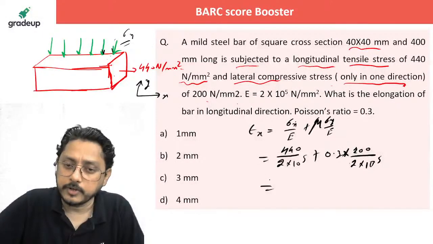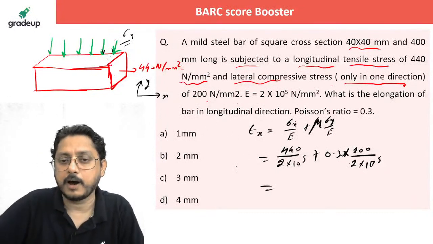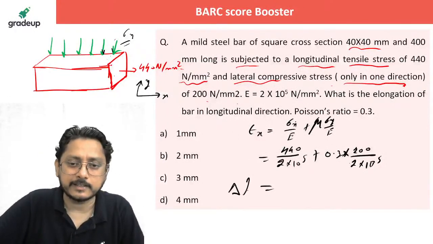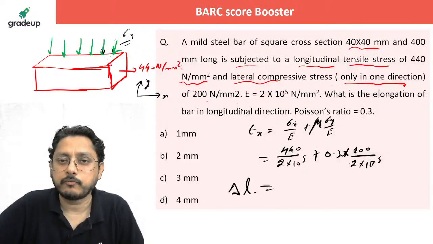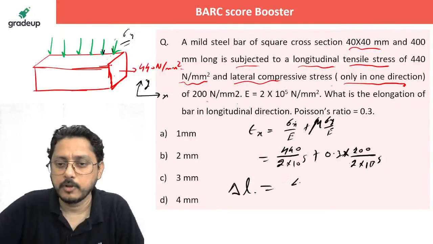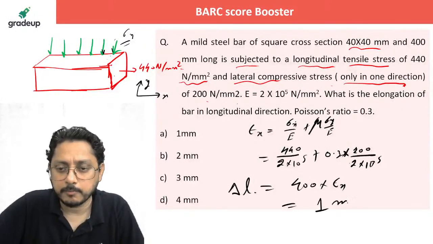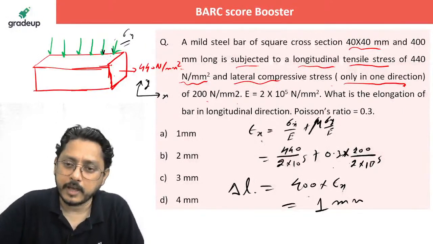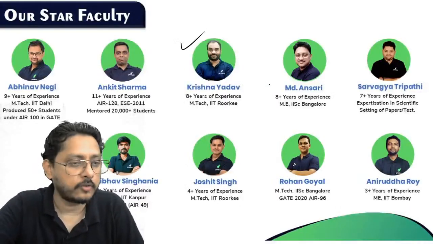After calculating the strain, what will be the elongation of the bar? So delta L is asked. Delta L, what is that? Length of the bar. What is the length of the bar? The bar is 400 mm long. So 400 into epsilon x, you do that, and finally you'll get 1 mm. 400 into whatever the epsilon x value, you'll get 1 mm. That's all from my side.